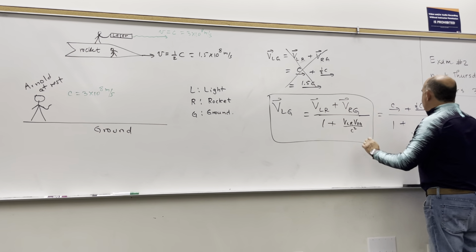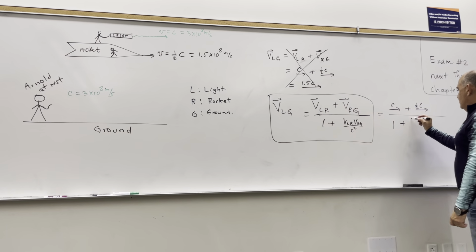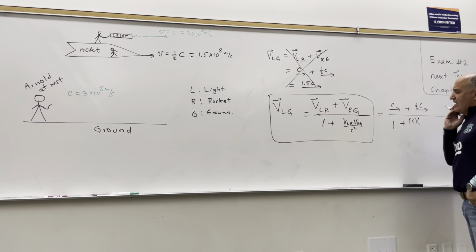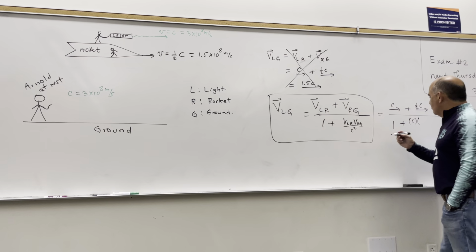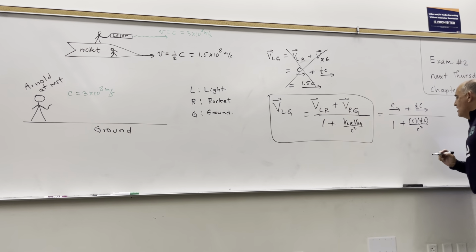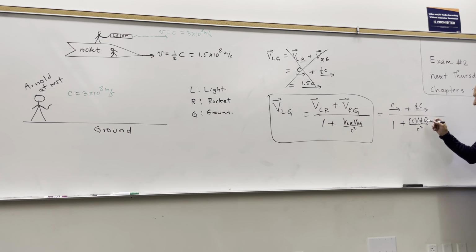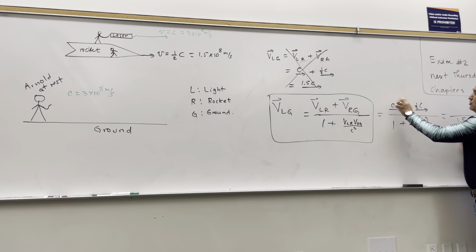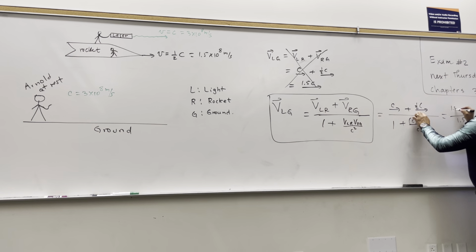What's the velocity of the light relative to the rocket? C. And what is the velocity of the rocket relative to the ground? Half of c, but then I have to divide by c squared, right? So what happens is this. How much is c times c? C squared. Divided by c squared? 1. So what do I get in the denominator? 1 plus a half, so I get 1.5. And what is c to the right plus a half of c to the right? 1.5 c to the right, so the 1.5 is canceled, and I get c to the right.